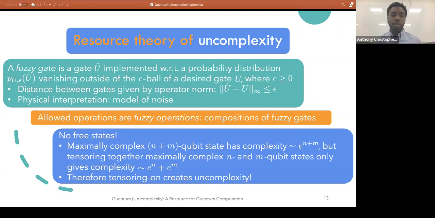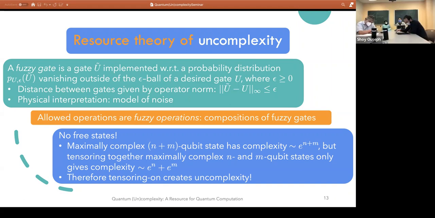Okay, are there any other questions? I have a question. Ideally, if you can prepare the maximally complex qubit state, is that the free state? Because uncomplexity is going to be 0.